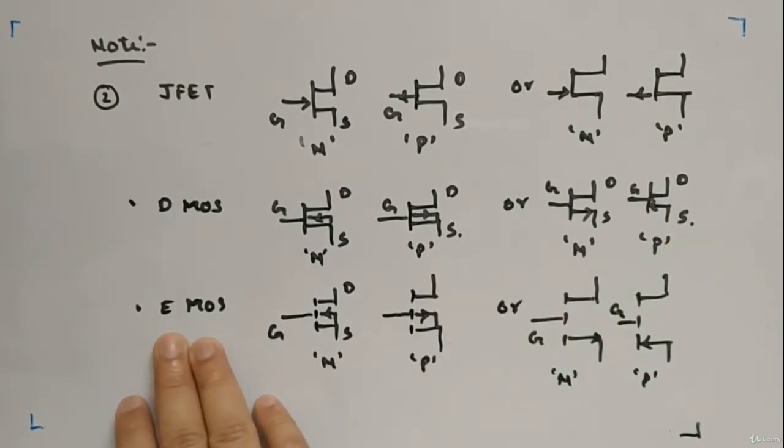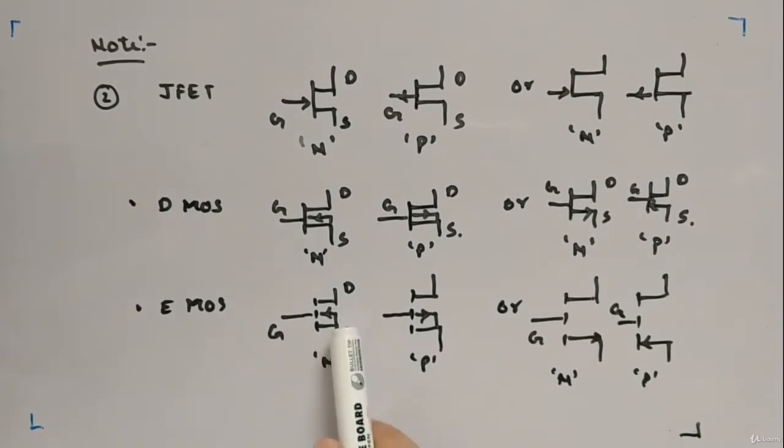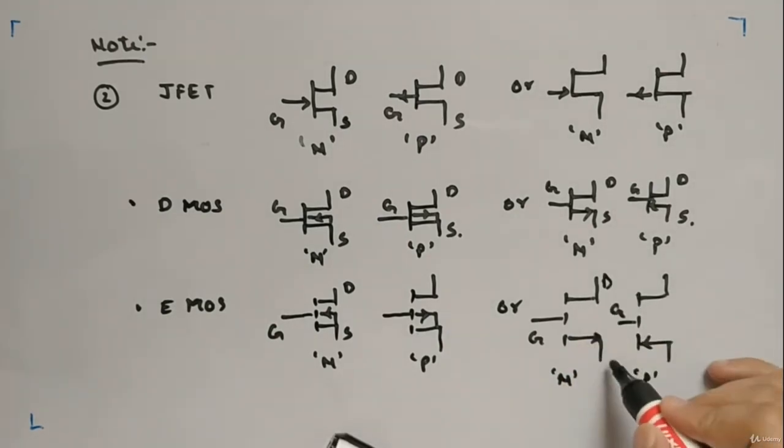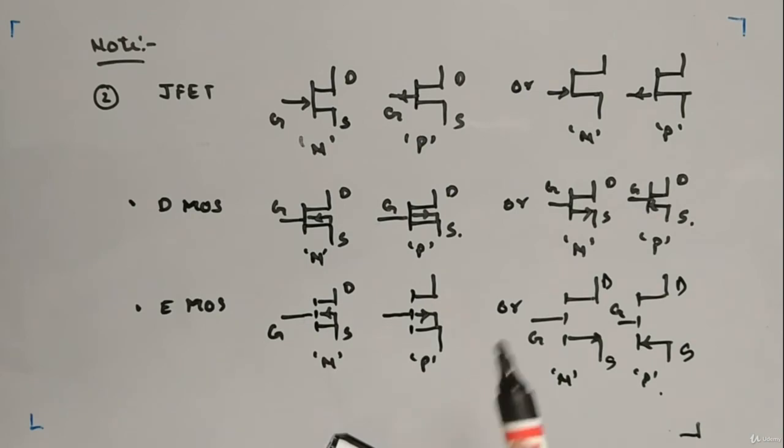Then comes the enhancement type MOSFET, which is similar to the depletion type MOSFET, except you represent this line with a dashed line. So dashed line, fourth terminal, arrow going inside is N type, arrow coming out means P type. And you can remove the fourth terminal and change the direction of the arrow. Gate to source for N type, and source to gate for P type. This is drain, this is source. And these are dashed lines. That is how you represent the enhancement type MOSFET.